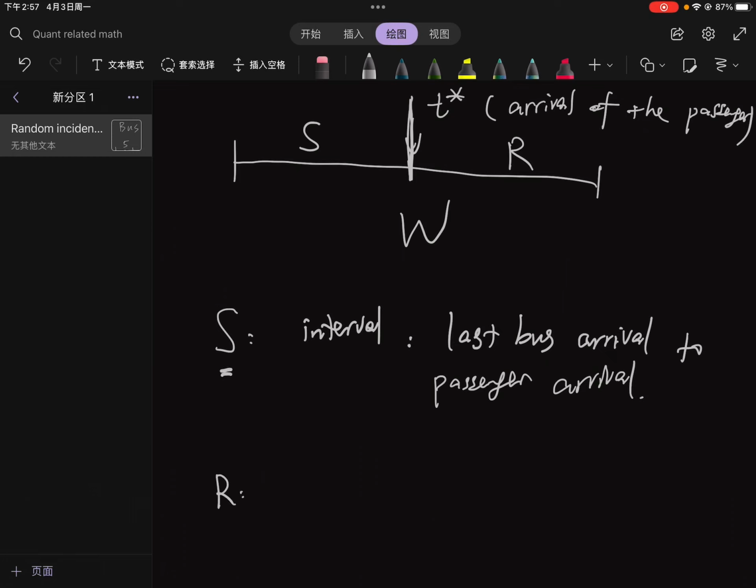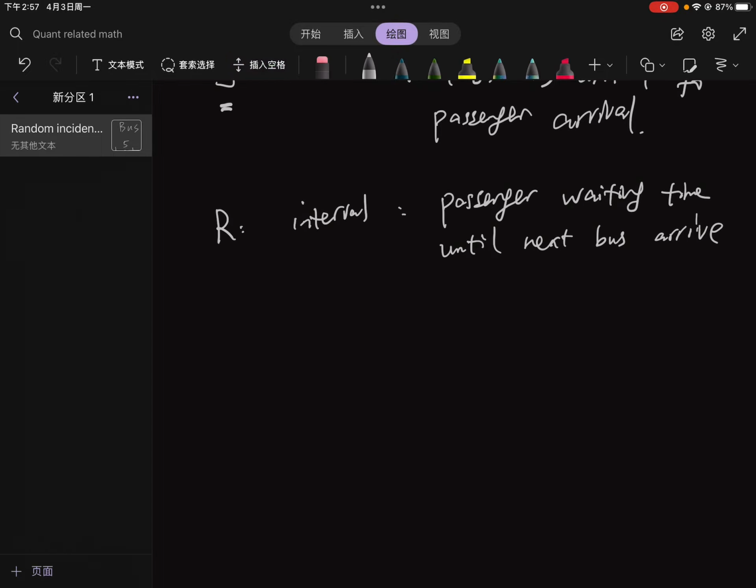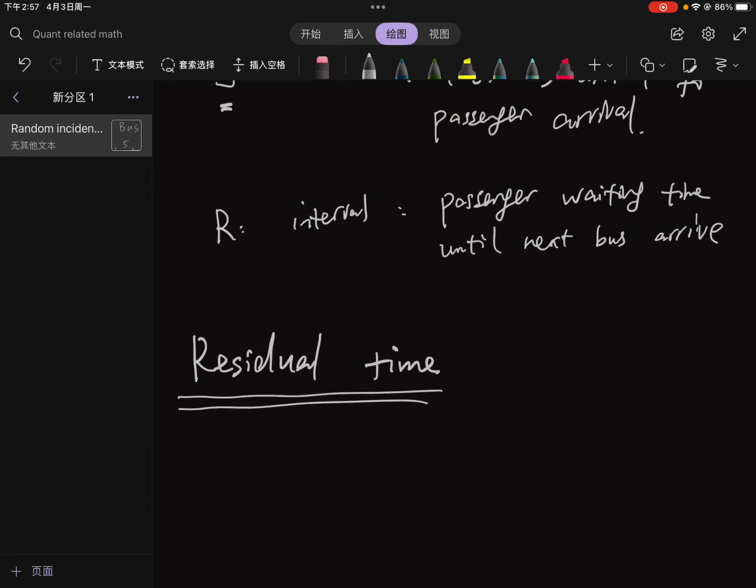But then this R is also an interval. It's the interval that the passenger waiting time until the next bus arrives. And this R will have a name. Usually in some papers we call it the residue time, this R. And this R is also the answer we want to know in these cases.